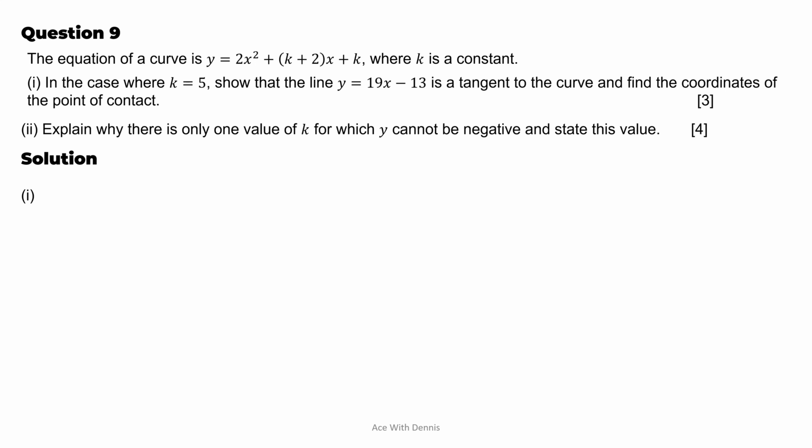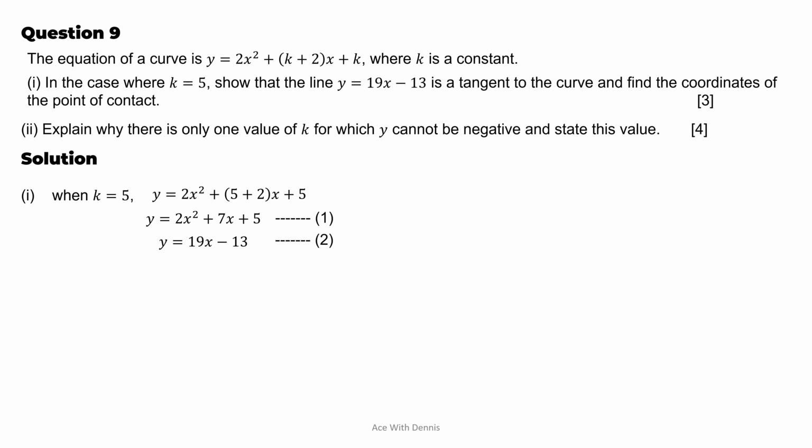So here's the solution for part 1. When k equals 5, the equation becomes y equals 2x squared plus 5 plus 2 x plus 5, which is y equals 2x squared plus 7x plus 5. We name this equation 1. Given the equation of the line is y equals 19x minus 13, this is equation number 2.